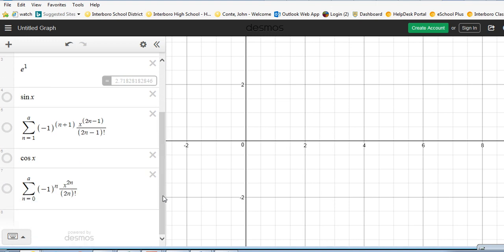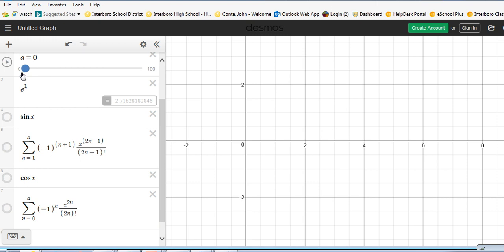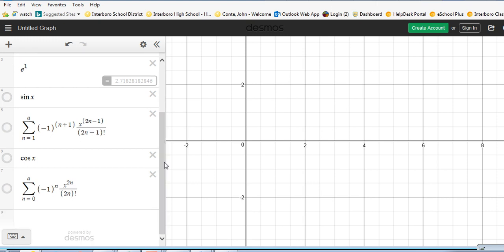Here is sine of x. Let me make sure. Let's bring our a value down. Sine of x looks like our typical sine of x. Here I have n plus 1. It could be n minus 1. All we want to do is just shift it, so that on even terms it's positive, and on odd terms it's negative.